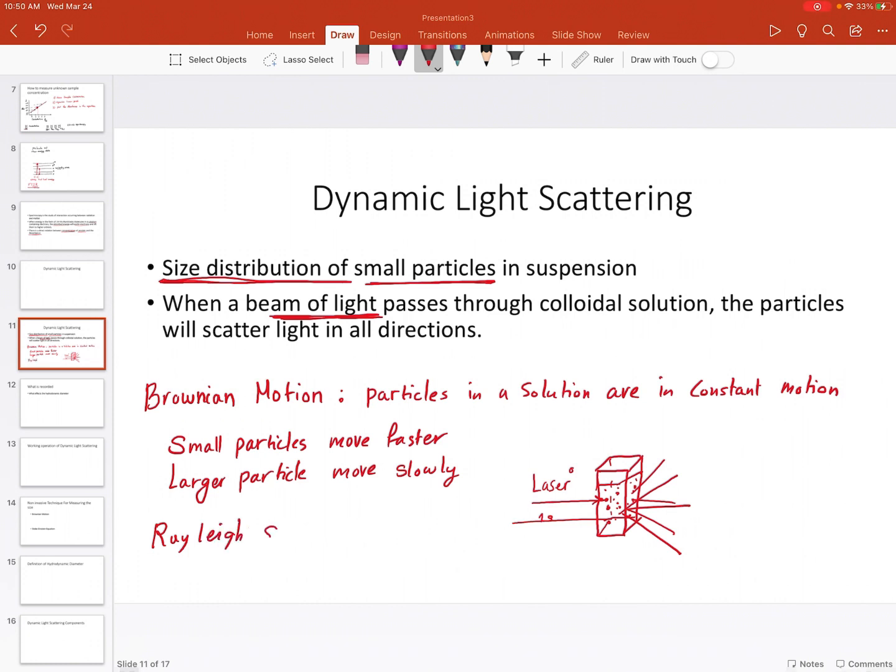Now we have different types of scattering. For example, Rayleigh scattering. This is when particles are smaller than the wavelength of light that we are using. Scattering is done in a uniform way in all directions. And also the Mie scattering, in which the particles that are being measured are larger than 250 nanometers.